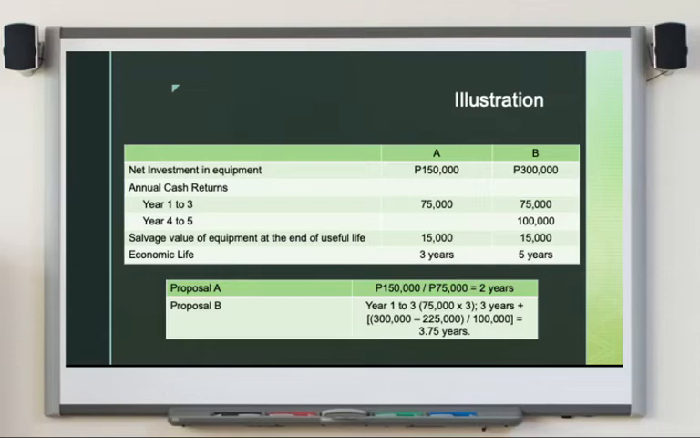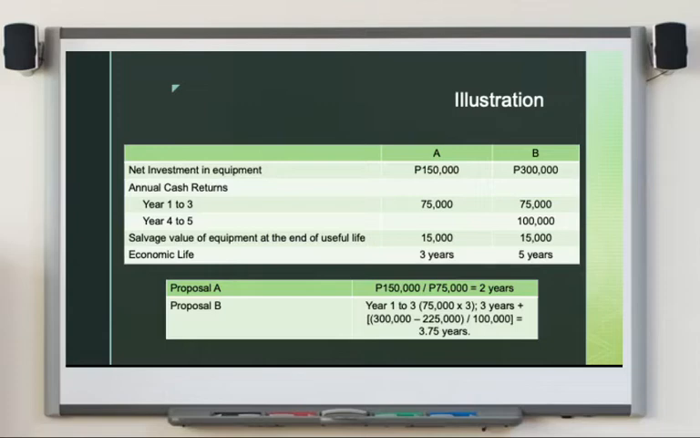For proposal B, since the initial investment is 300,000 and the cash return for each of the first 3 years is 75,000, we multiply it by 3 and get 225,000. So after 3 years, we haven't recovered our initial investment yet, because we have only recovered 225,000. So we are still lacking 75,000.